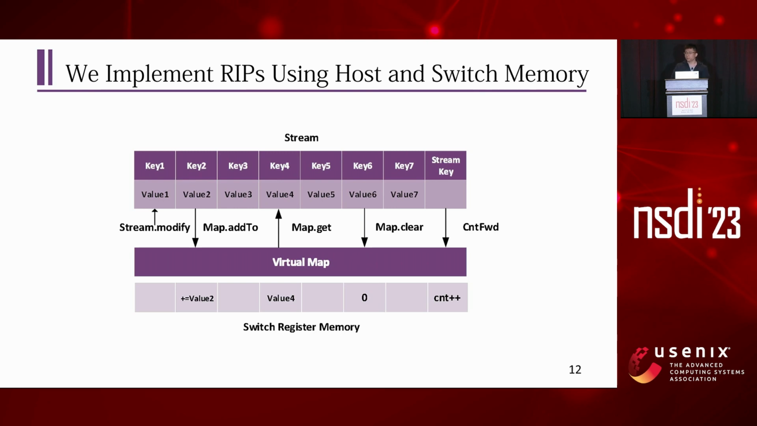In NetRPC, we regard the data stream as a series of key value pairs and organize the switch memory as a virtual map. For example, the add2 primitive on the map adds a value from the data stream into the switch memory. And the count-forward primitive can record the number of streams from different clients and forward computation results under a preset condition.